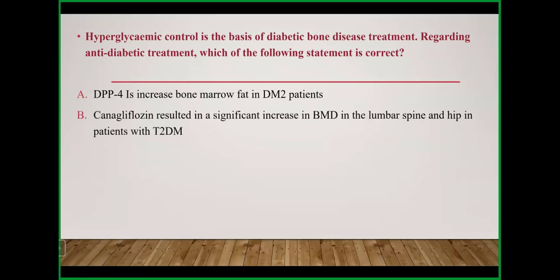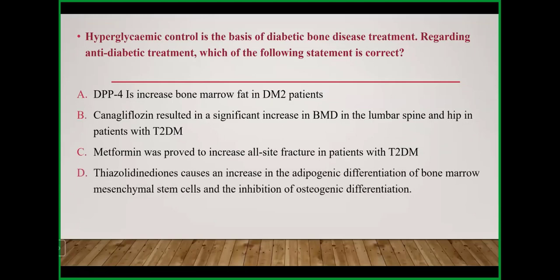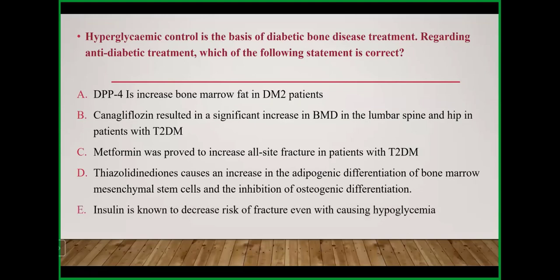Canagliflozin resulted in significant increase in bone mineral density in the lumbar spine and the hip in patients with type 2 diabetes. Metformin was proved to increase all-site fracture in patients with type 2 diabetes mellitus. Thiazolidinedione caused an increase in the adipogenic differentiation of bone marrow mesenchymal stem cells and the inhibition of osteogenic differentiation. Insulin is known to decrease the risk of fracture even with causing hypoglycemia.